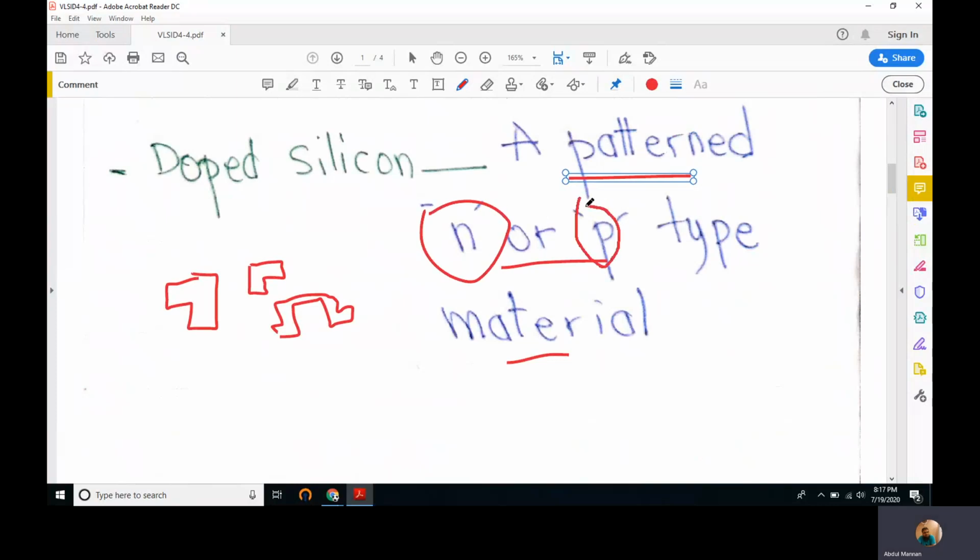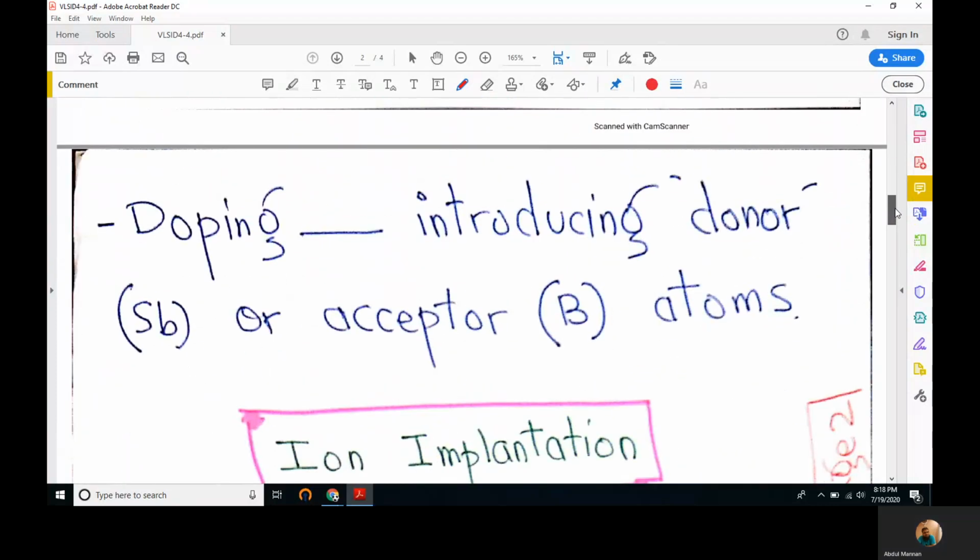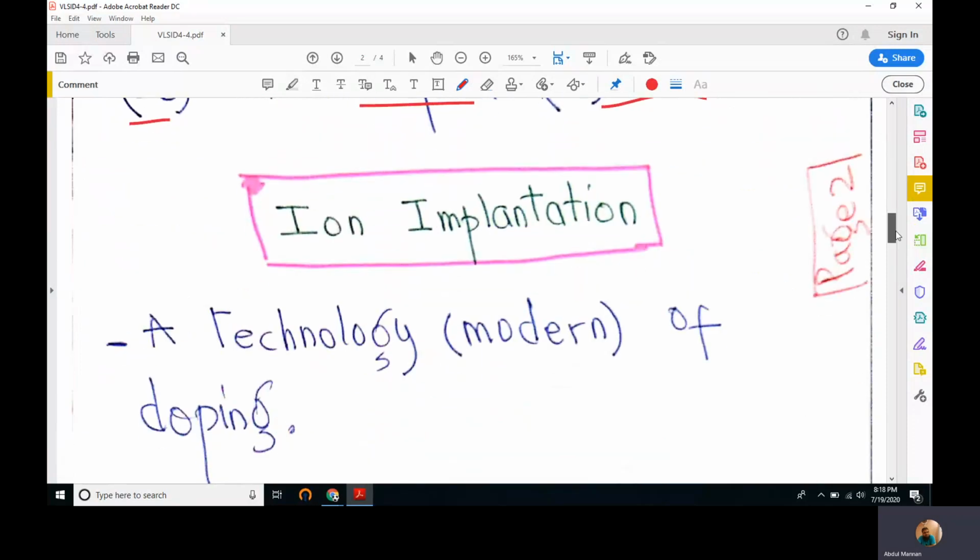And we already know that an N-type material is obtained by adding a pentavalent impurity such as antimony, and a P-type material can be obtained by adding a trivalent impurity, for example, boron, right? So doping is the process of introducing either a donor, for example, antimony, or an acceptor. Acceptor is a trivalent impurity, donor is a pentavalent impurity, right?